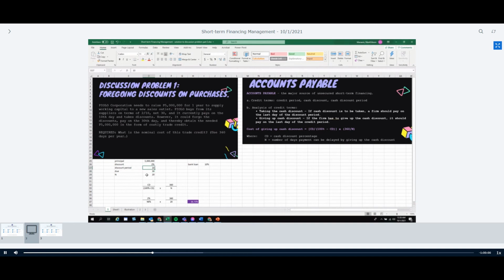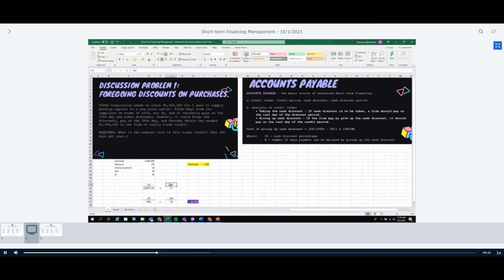Now, let's apply the formula. So assuming class, no? So assuming ang bank loan natin is 10% annually. So para lang at least meron tayong point of comparison, no? Kasi ito naman yung standard practice, ano? So usually it's lower pa nga madalas. Okay, so let's have this formula, no? So CD or the cash discount percentage divided by 100% less CD multiplied by 360 over N, no?